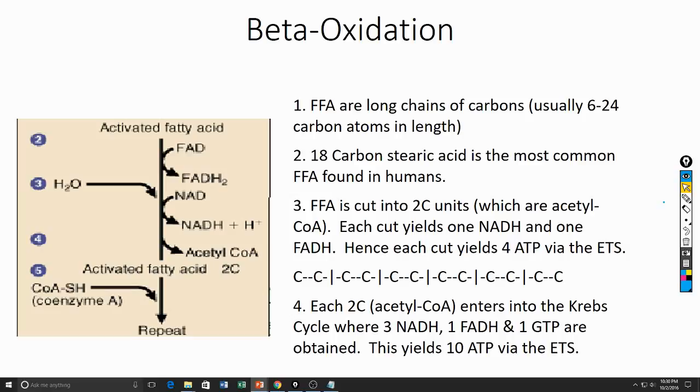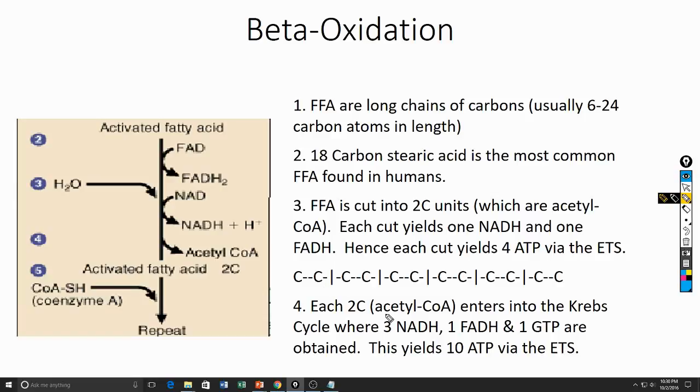Okay, and once again, once we get acetyl-CoA out of it, we can just use it in the Krebs cycle, and at that point everything's the same. All right, so if we do look at this though, fatty acids are just made up of a bunch of carbons chained together. That's why we call them long chain molecules. They're just chains of carbons.